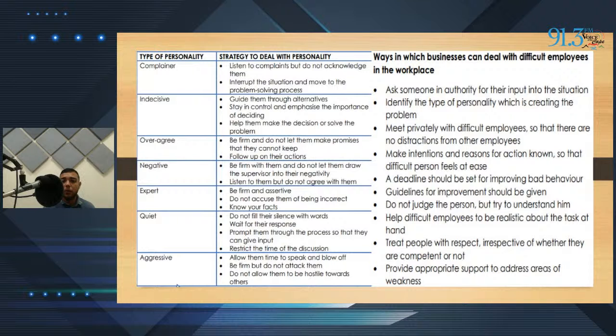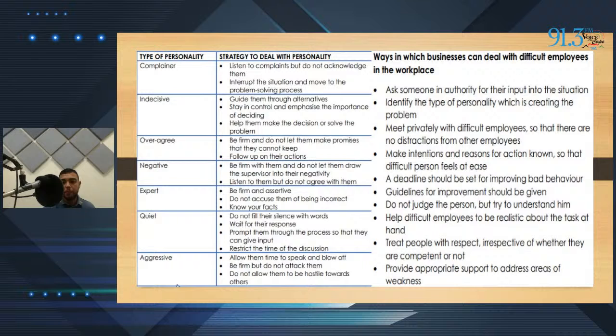So, the way in which we can deal with a difficult person in a business is to ask someone in authority for input into the situation, and identify firstly the personality which is creating the problem. Meet privately with the difficult employees so that there are no distractions from other employees. Make intentions and reasons for actions known, and a deadline should be set for improving bad behavior. Guidelines for improvement should be given.